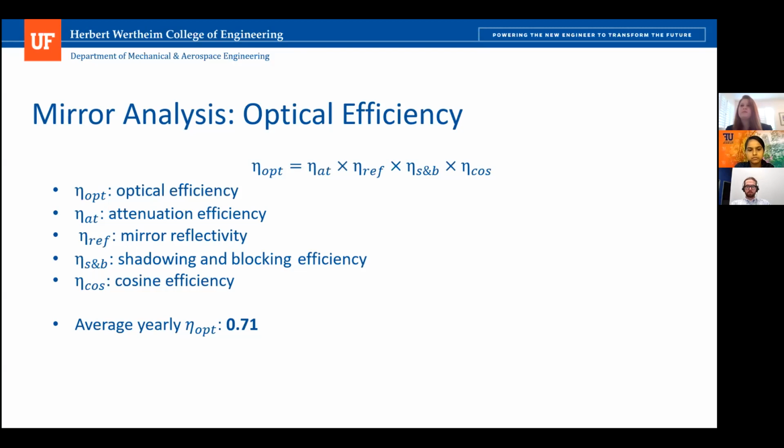The attenuation efficiency is a product of the distance between the heliostat and receiver and is calculated for all 350 modules in the field. The most significant contributor to loss, the cosine efficiency, is due to the angle of incidence between sunlight and a vector normal to each heliostat. Thus, the average yearly optical efficiency of all 350 modules was found to be 71%, which exceeds the customer need that optical losses must be less than 40%. Next slide, please.